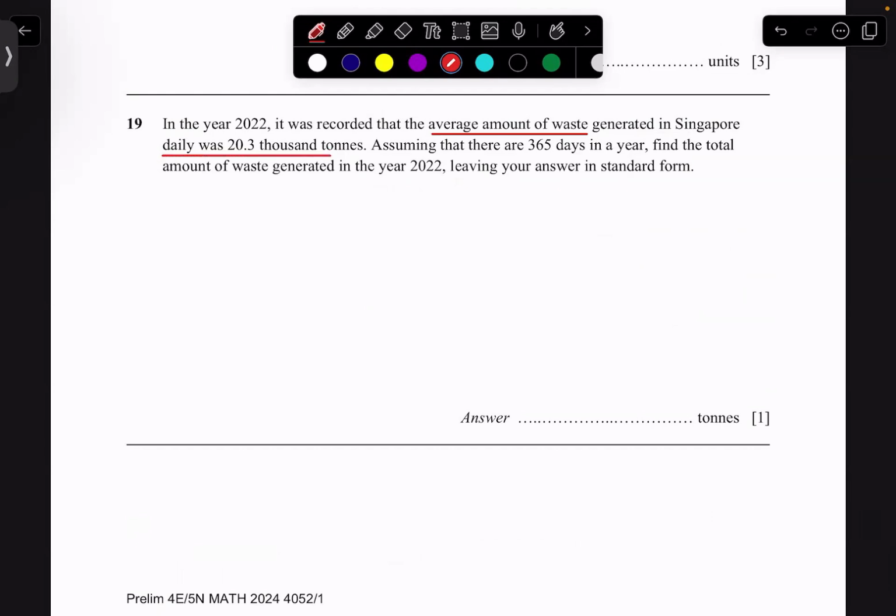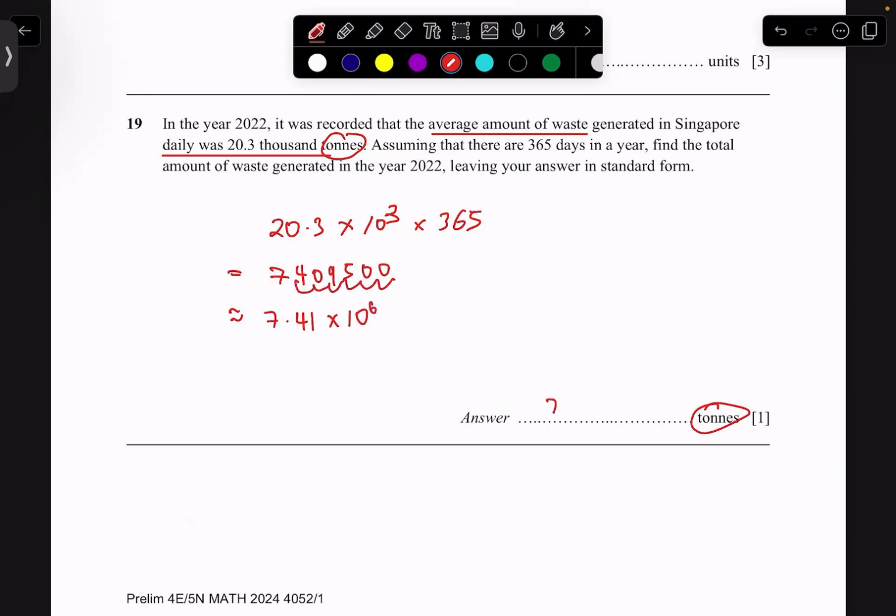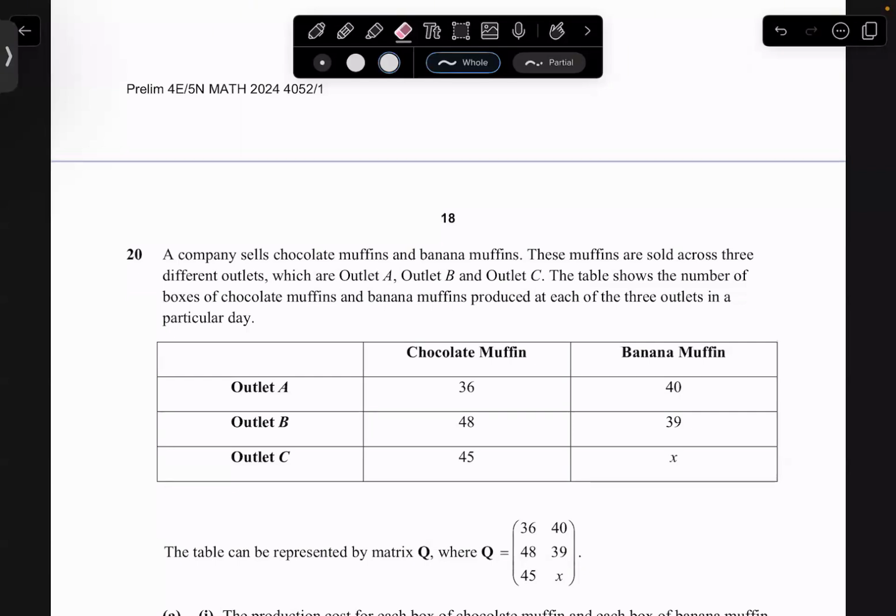So this one is simple. 20.3 thousand, so 10 to the power 3, multiplied by 365. Because tons is the unit, we don't need to care about tons. So using the calculator, 20.3 times 1,000 times 365, we get 740950. That equals 7.41 times 10 to the power of 6 tons. Okay, that's all. Let's look at question 20.